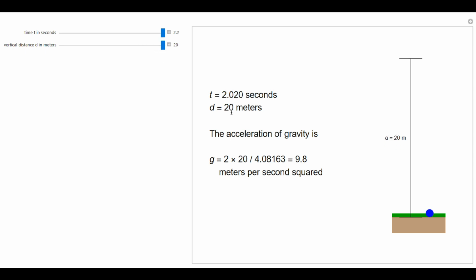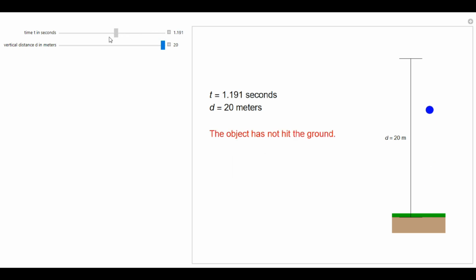To solve for g, we rearrange the equation. g = 2d / t². This formula tells us that gravity is proportional to the height from which the object is dropped and inversely proportional to the square of the time it takes to fall. Let's break this down further.